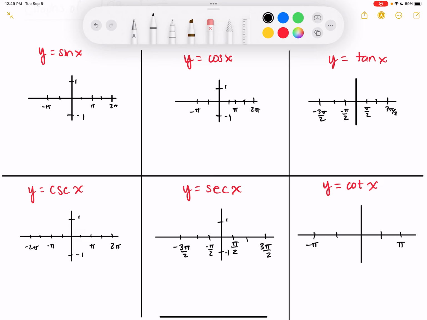How far are we going out on the last one? You probably remember the parent functions, right, guys? How far are we going out to on the cosecant? Cosecant is 2 pi on both sides.